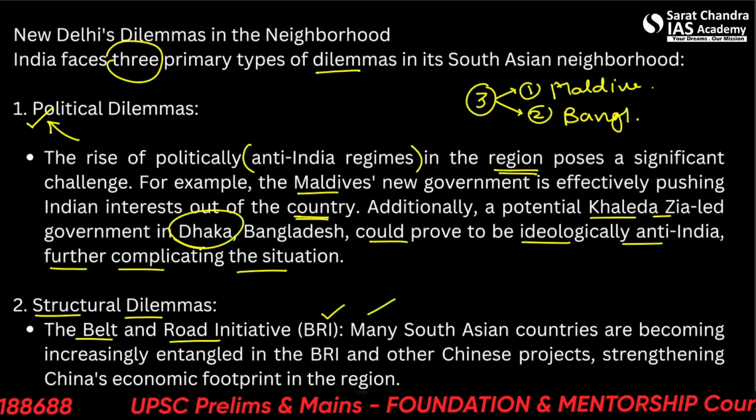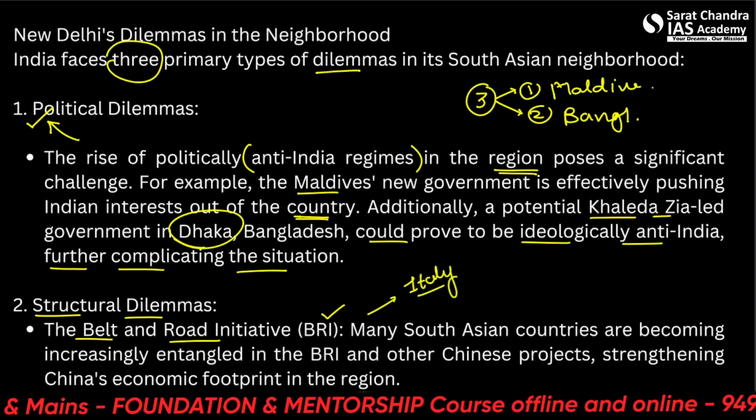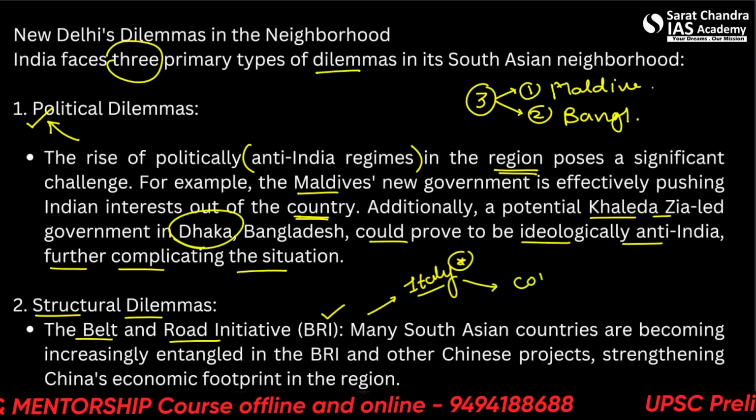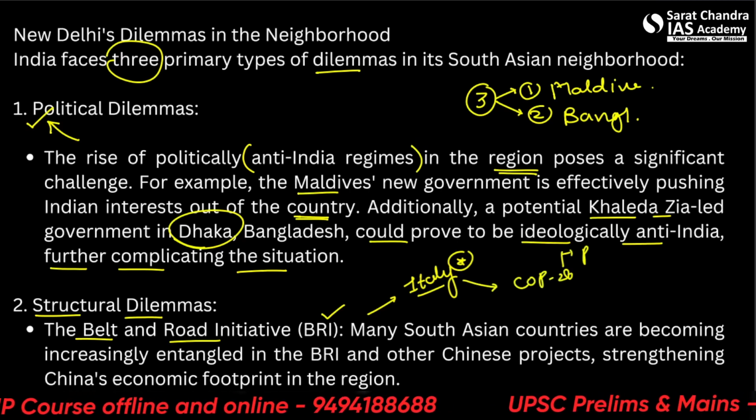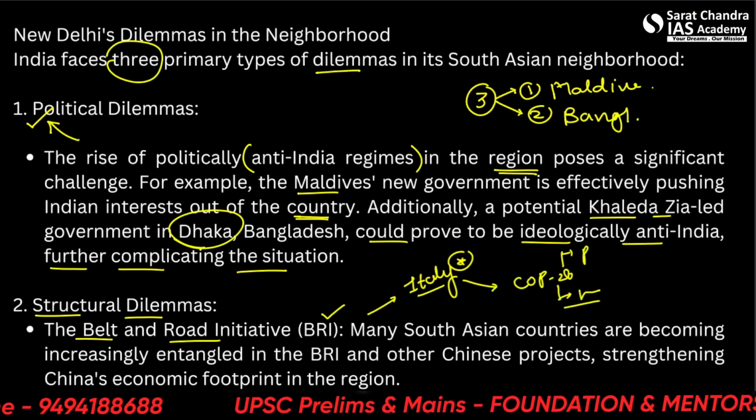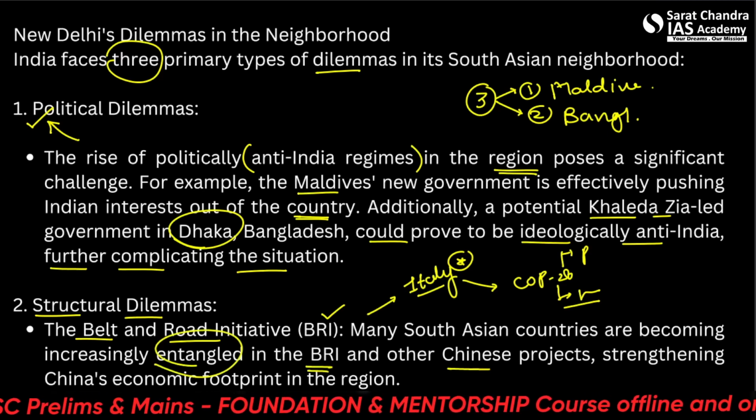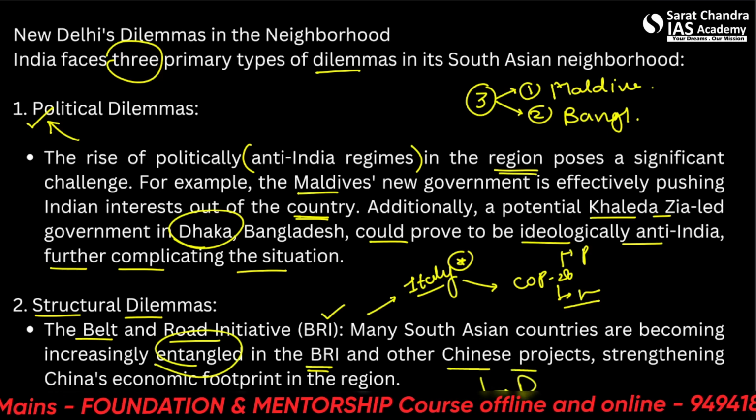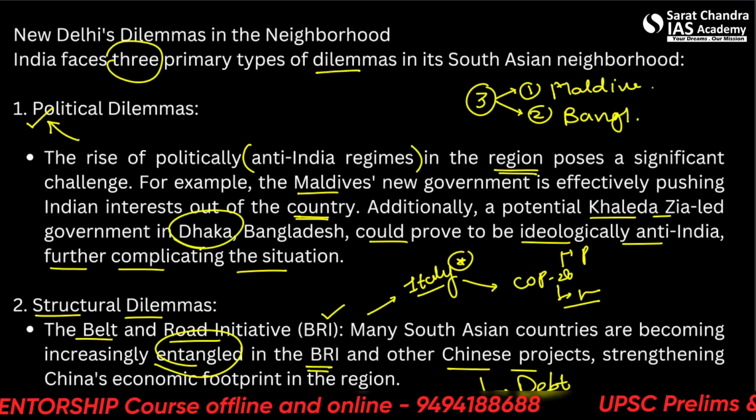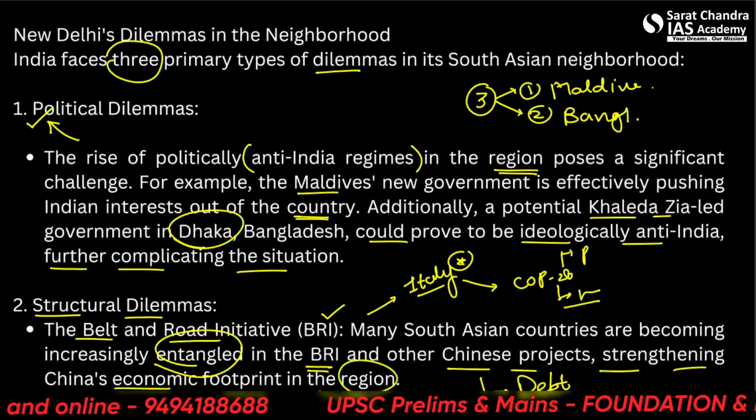Okay, one piece of news here I would like to mention is that Italy has recently pulled back from the Belt and Road Initiative. So that is good news for us. And that could possibly be because of, let's say, the COP28 meeting where Indian Prime Minister Narendra Modi and Italian PM Meloni met. So many South Asian countries are becoming increasingly entangled in the BRI and other Chinese projects because of the vicious debt cycle and the promises of good infrastructure, which is very essential for the development of any country, strengthening China's economic footprint in the region.